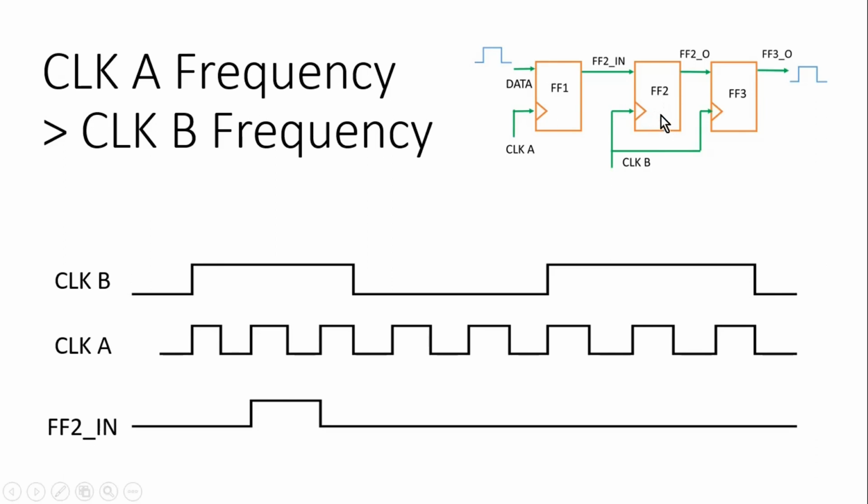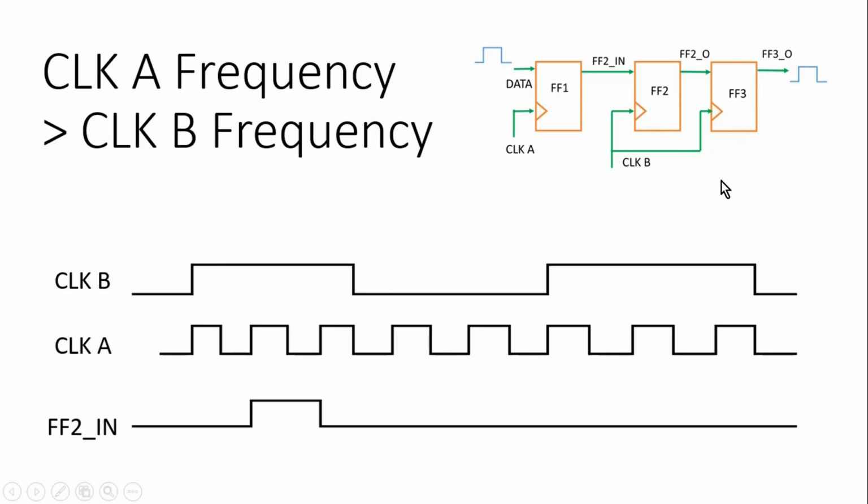If flip-flop 2 missed this pulse, then this pulse cannot be transferred to flip-flop 3 and so on. Hence, we can say that in this scenario also, when clock frequency A is greater than clock frequency B, this pulse cannot be transferred from clock domain A to clock domain B with the help of this simple multi-flop synchronizer.